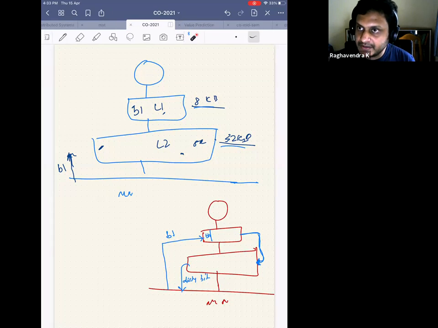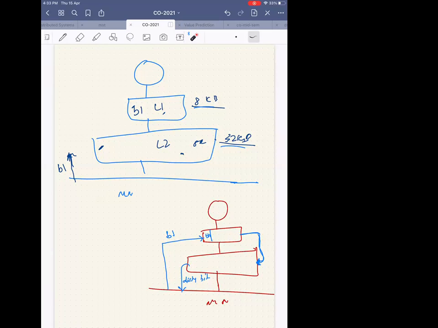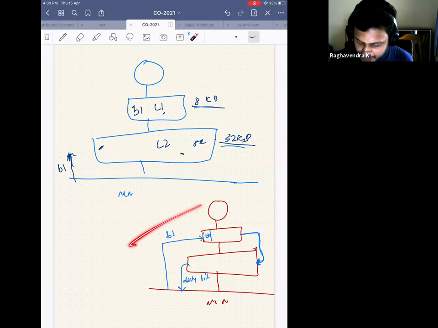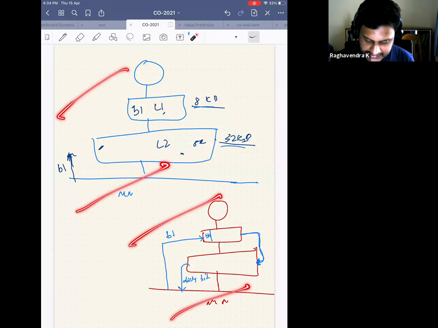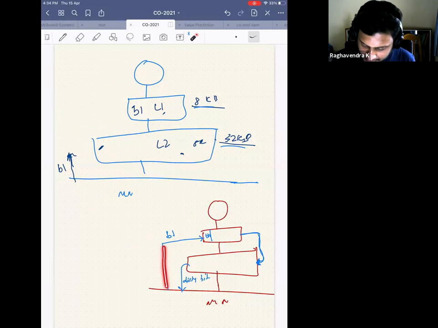For all of us, maybe we'll get some more idea. See, I am coming up with this design, and they have come up with that design. They said that when they bring a block, they want to keep it in both L1 and L2. I'm saying when you bring a block, you keep it only in L1. When it is kicked out, you keep it in L2.